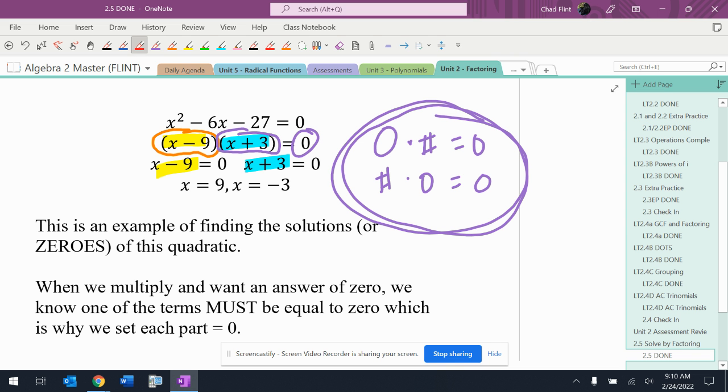And if you noticed this already, possibly you did, that was x minus 9. It comes out to be positive 9. That was x plus 3. It comes out to be negative 3. That's going to happen probably 75% of the time when we're solving these equations. We're just going to flip a sign and be done.